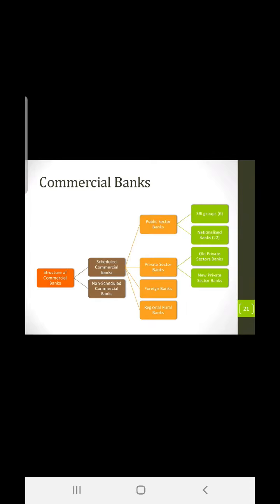Foreign banks are there. Foreign banks means they have the head office in the foreign countries and their branch in India is nothing but a foreign bank. And regional rural bank, Pradeshik Gramin Bank, are established for understanding the scarcity of a particular region and providing them finance. And it is also sponsored by these commercial banks.